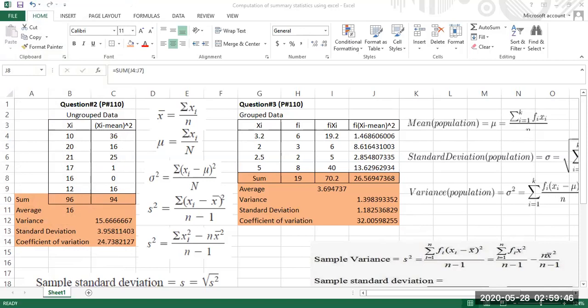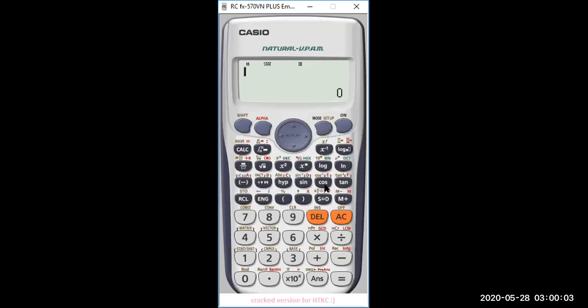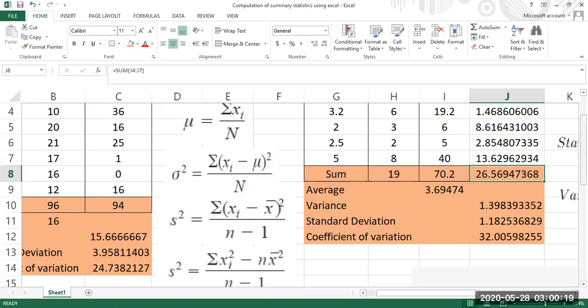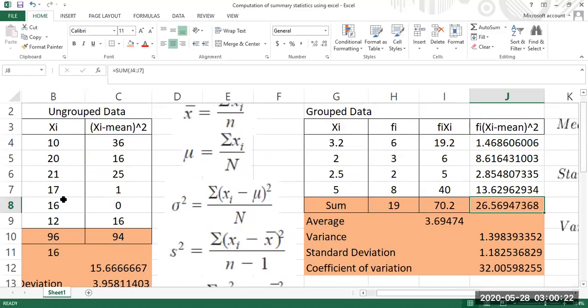Yes, I hope you can see the calculator on my screen. Yes, in your calculator, you can see now you can put in the same numbers. If you want to use the ungrouped data set, so let me just take you back to the ungrouped data set and show you the observations. We were having the observations of 10, 20, 21, 17, 16, and 12. So I will give this to the calculator.